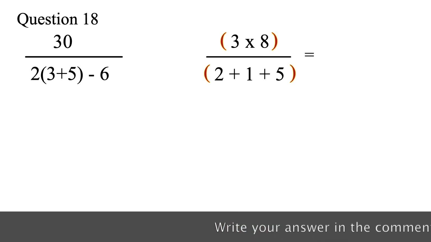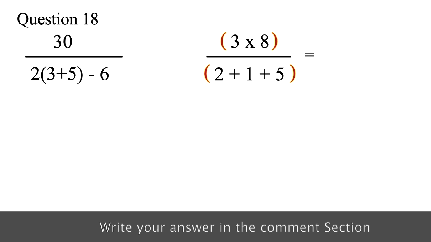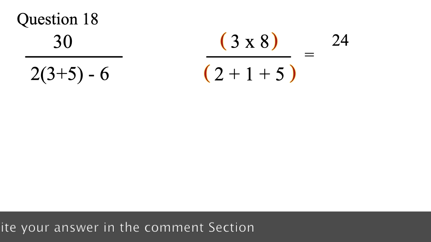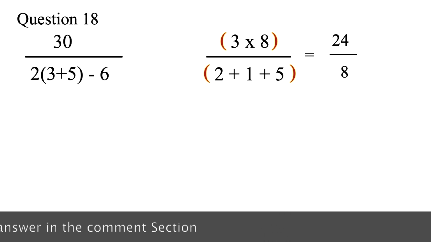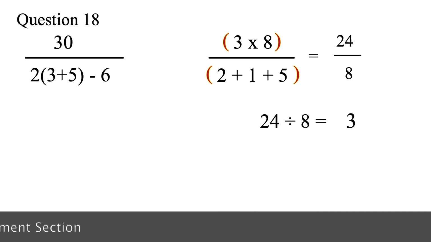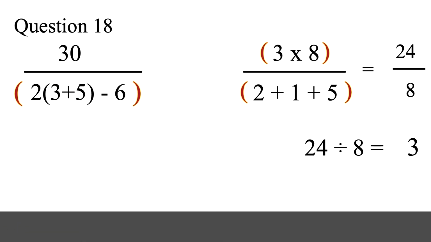So from the order of operations, we do parentheses first. We have 3 times 8, which is 24. Again, we work on this parenthesis, 2 plus 1 plus 5, which is 8. We now have 24 divided by 8, which is simply 3. So for this question, you'll put a parenthesis here. This should help you solve this question.